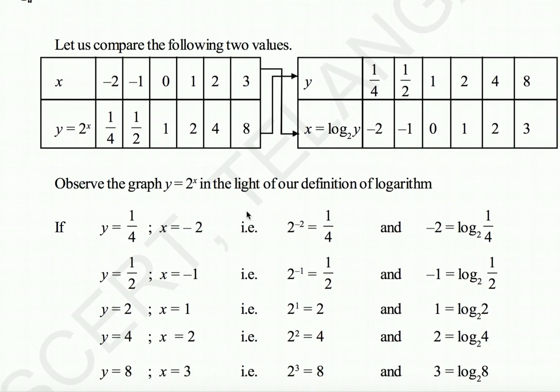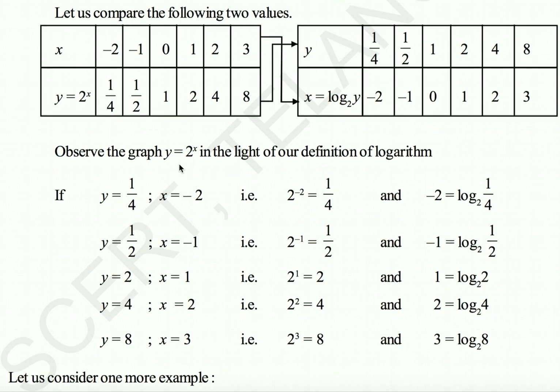Let us compare the following two values x and y. This table you already know. When y is this, x is log y base 2. If you plug in those values, you must get the same values, then only this is correct, right?